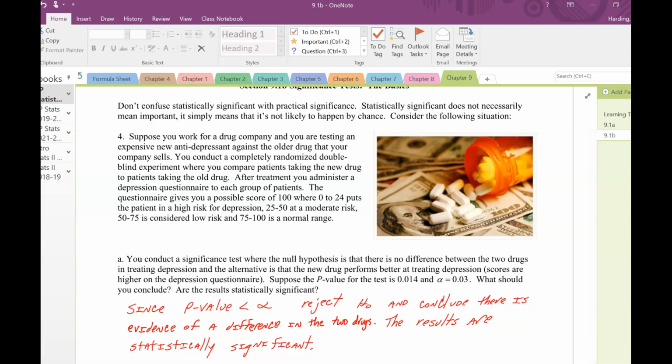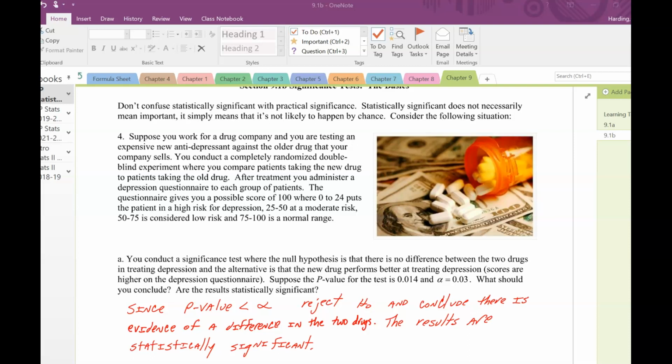And it says at the top there, don't confuse statistically significant with practical significance. Statistically significant does not necessarily mean important. It simply means that it's not likely to happen by chance. Let's take a look at this example number 4, comparing a new antidepressant against an older antidepressant.